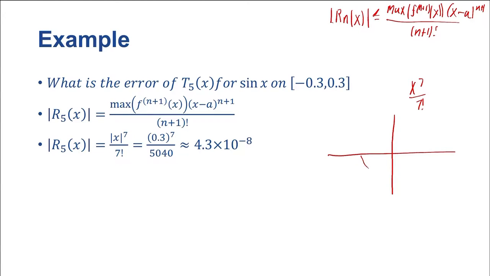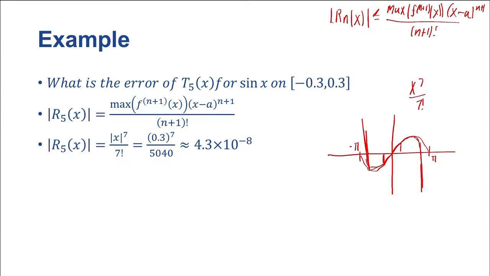So if we have sine of x here, this is pi here, and we've got negative pi here. What we've determined is that on the interval between about here and here, our error is extremely negligible, 4.3 times 10 to the negative 8th. So you can use our Quintic approximation, which I think looks something like this, to approximate our sine function with relatively low error.